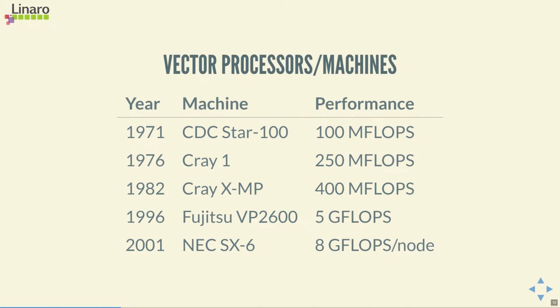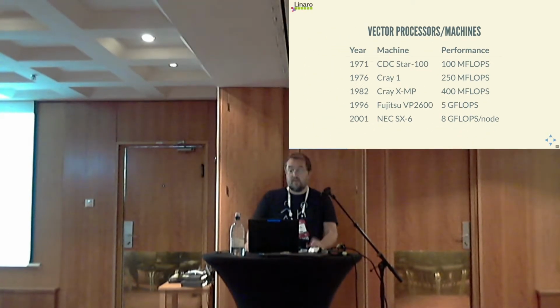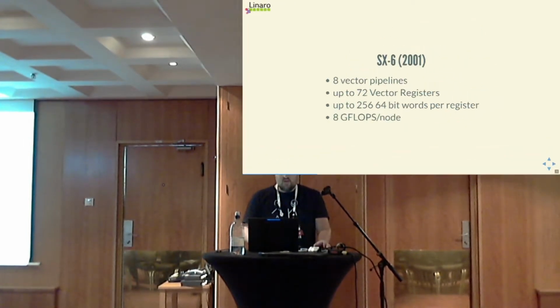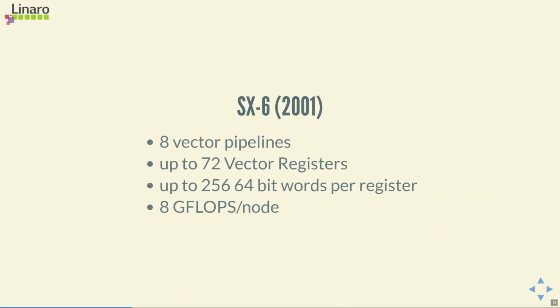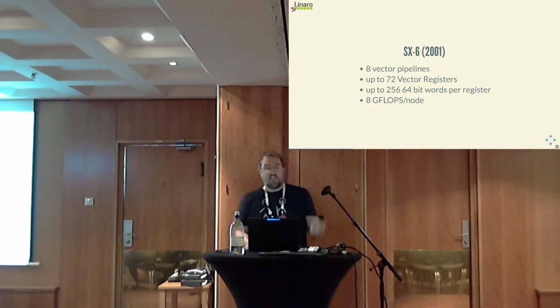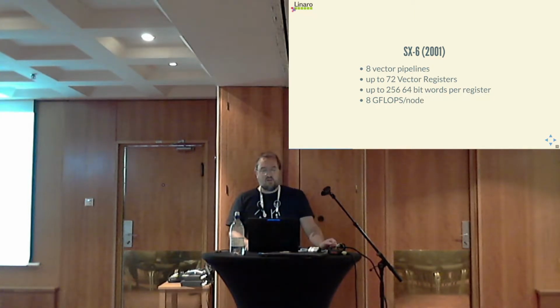Since the 1970s, vector pipelines have been integral to many of the supercomputers of the last 40 or so years. As you can see, there's been a steady growth in the number of floating point operations a second they could achieve. By the turn of the millennium, processor nodes were running at around about 8 gigaflops. This is the last one on the slide, the NEC SX6, which had 8 vector pipeline units. Each of these pipelines could have up to 72 256-word vector registers. So this gave it a total processing power of about 8 gigaflops per processing node.